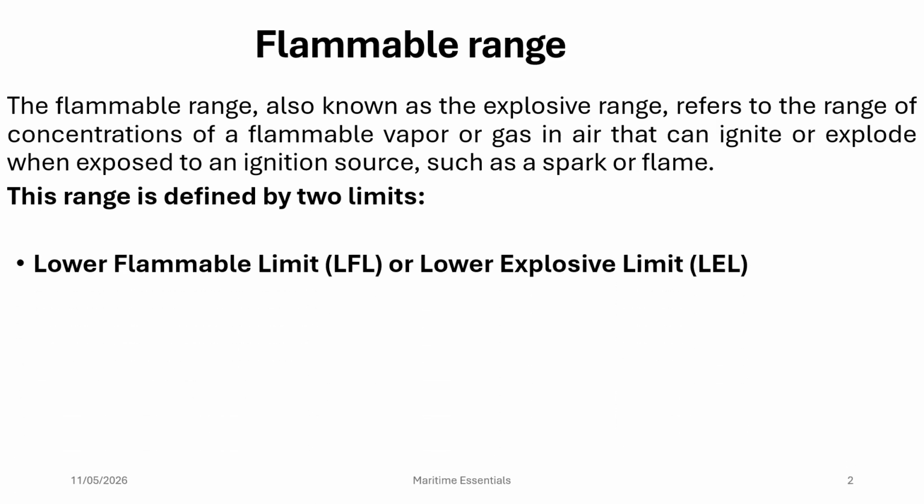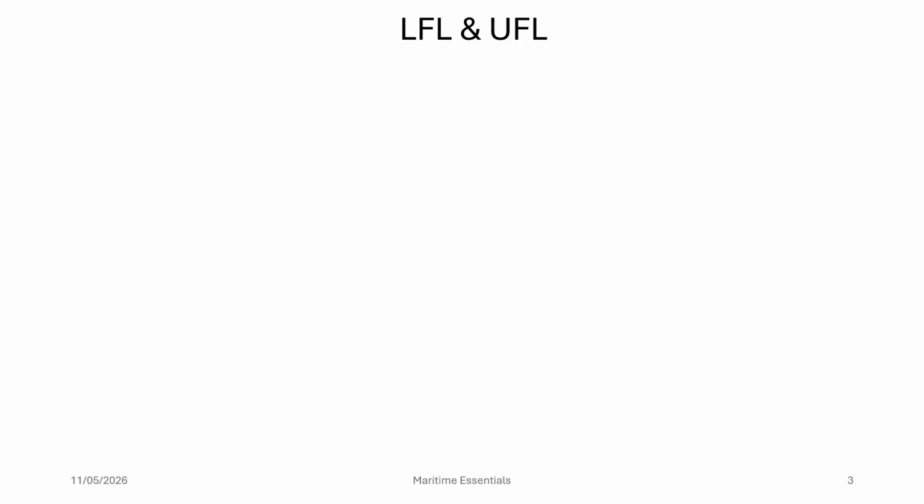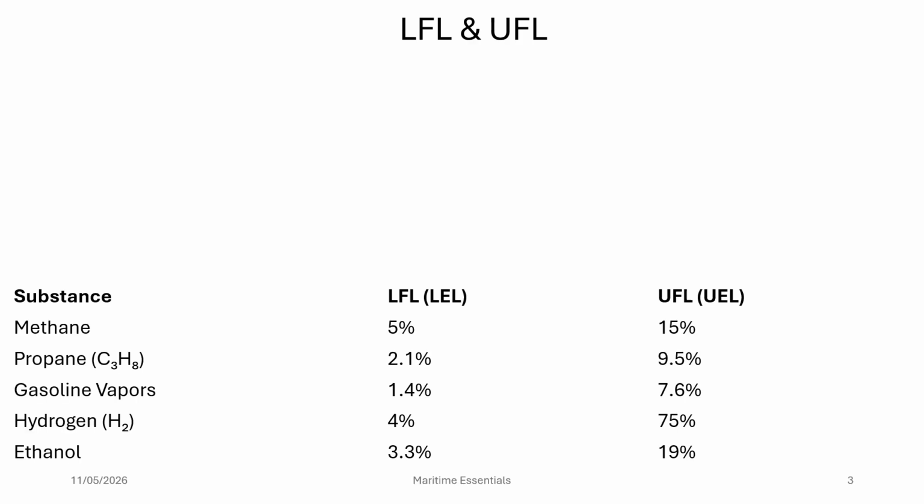This range is normally defined by two limits. The first we call the lower flammable limit or lower explosive limit, and the second we call the upper flammable limit or upper explosive limit. What are the lower flammable limit and upper explosive limit? We'll get the definition now. So here we can see that different cargoes are given. For different cargoes we have different lower flammable limits and upper flammable limits. These values you'll get on the material safety data sheet, right?